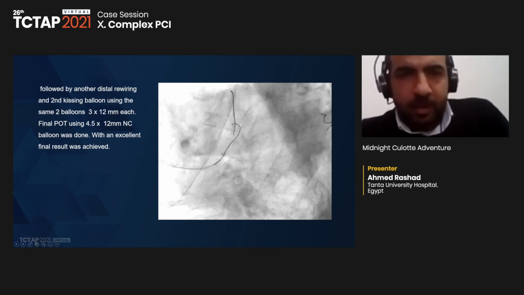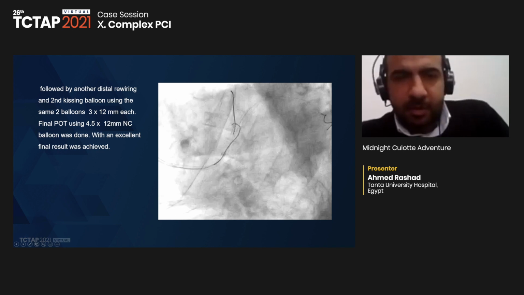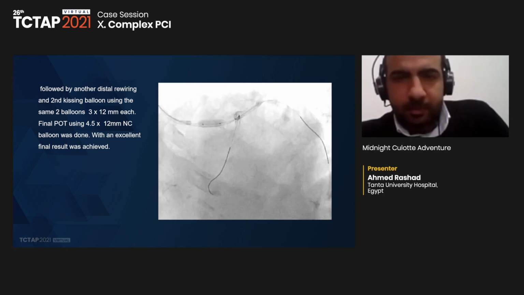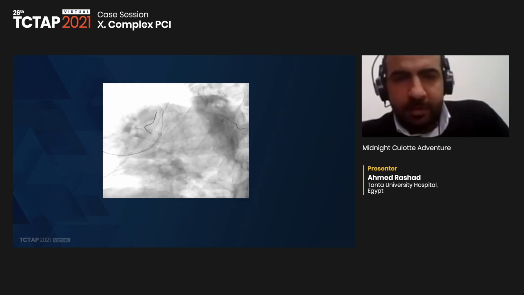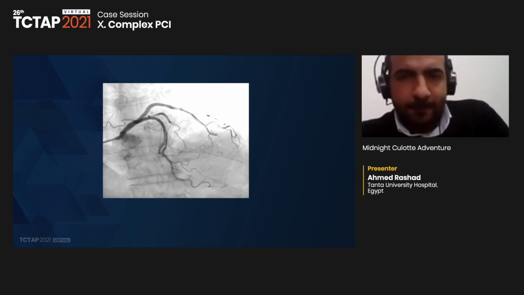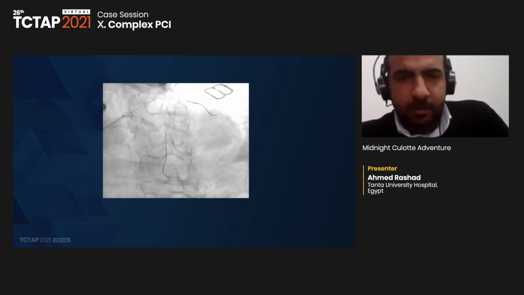After POT, another distal rewiring and a second kissing balloon using the same two balloons, 3 by 12 each, in the LAD and the ramus, followed by final POT using the same NC balloon of the left main, 4.5 by 12, with an excellent final result. Here is the kissing, followed by POT, and here is the final result. Excellent final result.